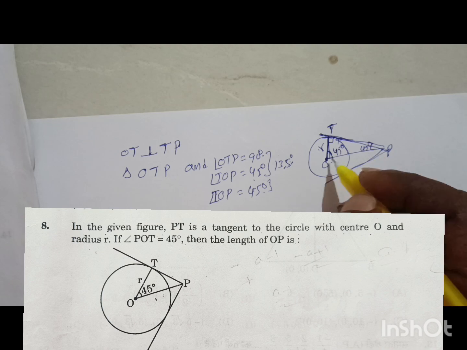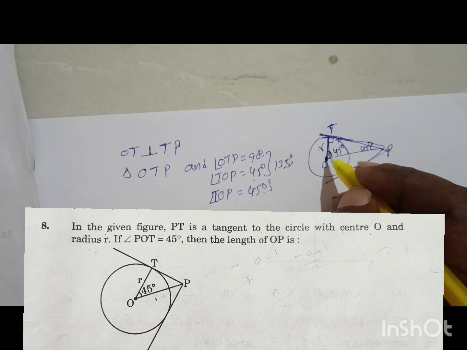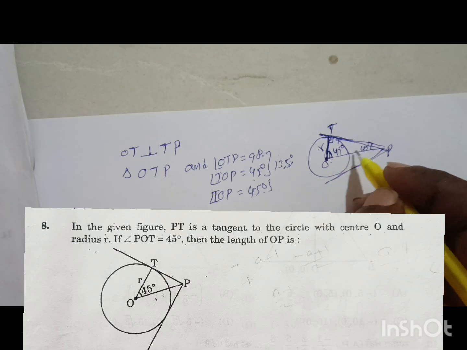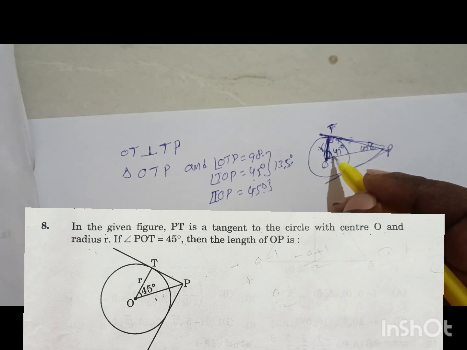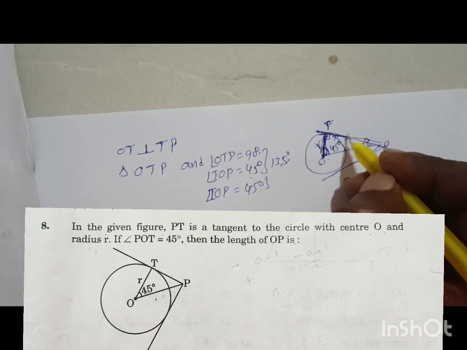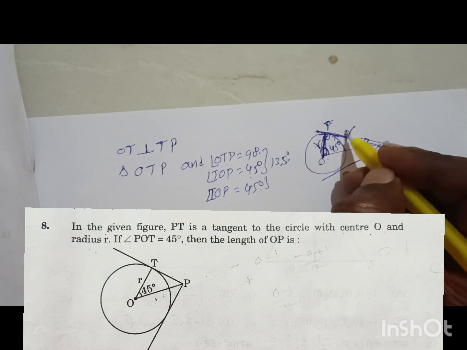We know one statement: if opposite angles are equal, then the opposite sides, the lengths of the sides, are equal. So this is 45 degrees. The radius length OT equals R. Therefore, the side opposite the same angle also has length R. So this is R, this is R.